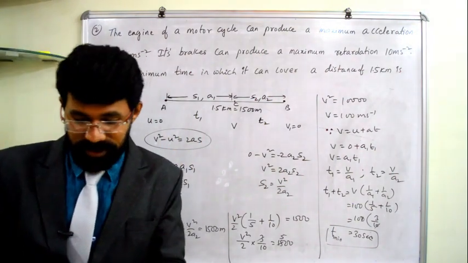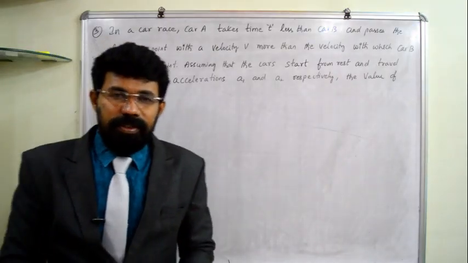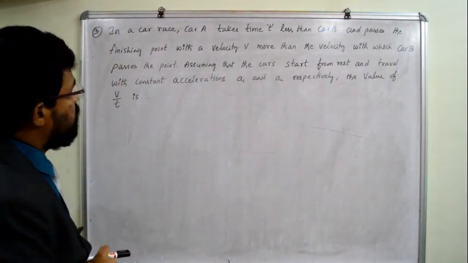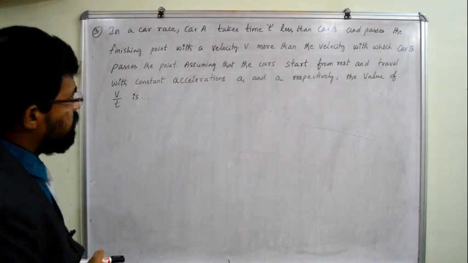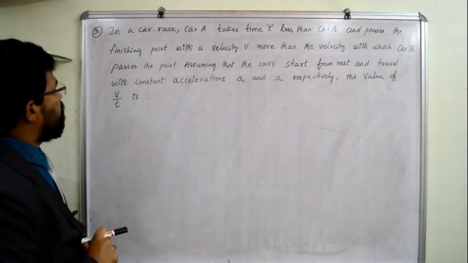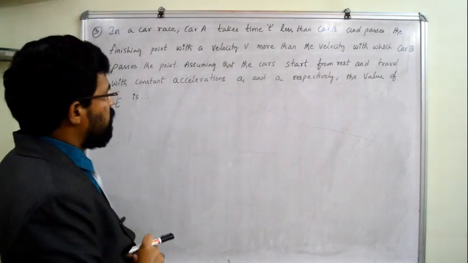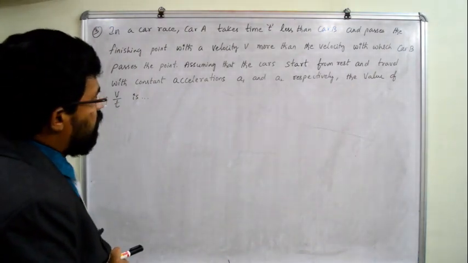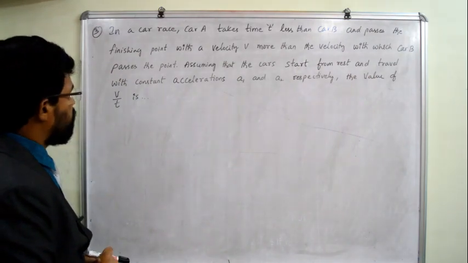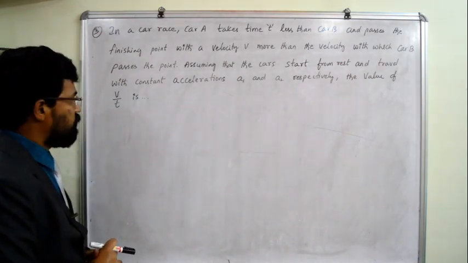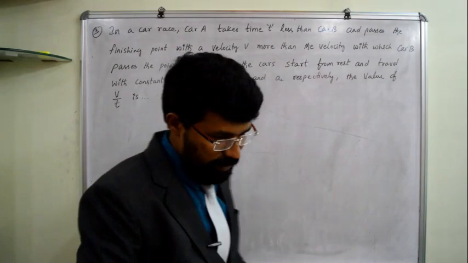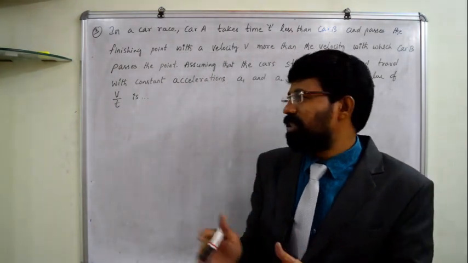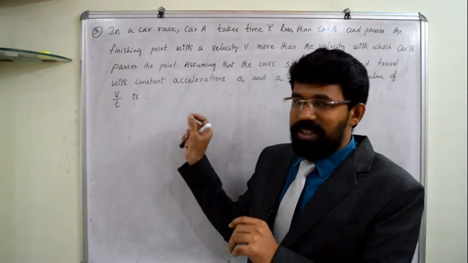Okay, so let us continue with one more problem. Let us solve this question. What is given? In a car race, car A takes time t less than car B and passes the finishing point with a velocity v more than the velocity with which car B passes the point. Assuming that the cars start from rest and travel with constant accelerations a1 and a2 respectively, the value of v by t is. Here we don't know what this v by t is. Why he is asking for that, we don't know. But somehow we have to write an equation for v by t.